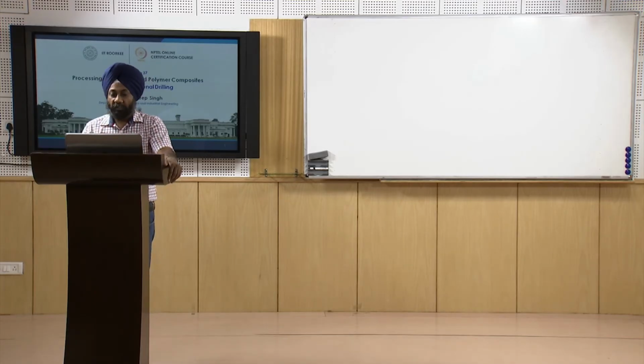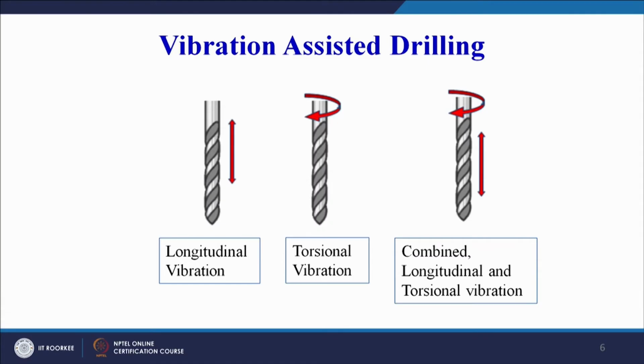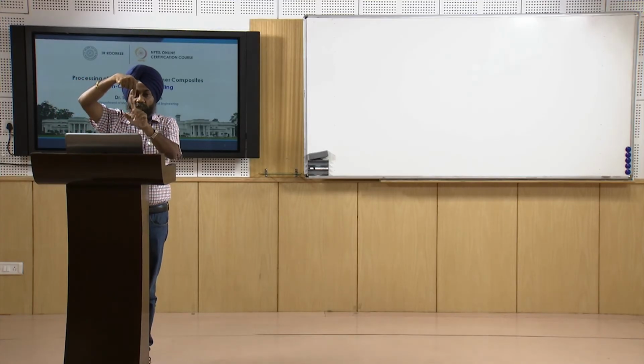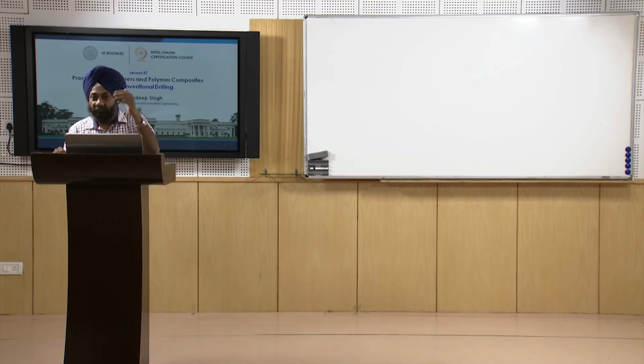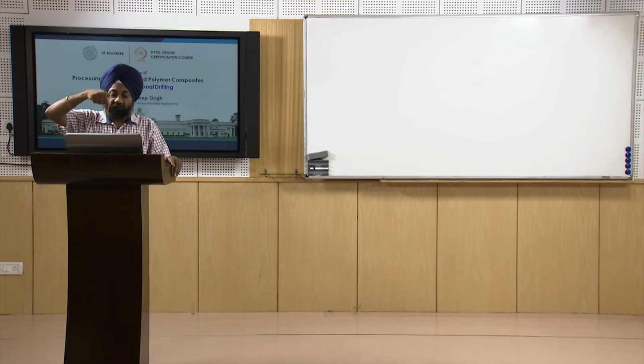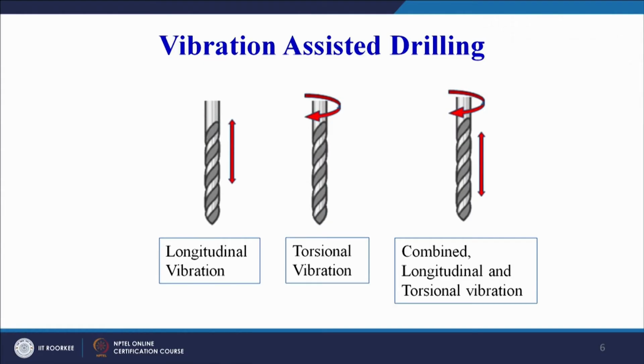On your screen you can see vibration assisted drilling, where we can give vibration to our drilling tool. We can give longitudinal vibration: the drill tool, or twist drill, is rotating as well as vibrating at ultrasonic frequency. We can give vibration as per our requirement, and in ultrasonic vibration we will have the ultrasonic range only. In vibration assisted drilling we can give longitudinal vibration, torsional vibration, or combined torsional and longitudinal vibration.